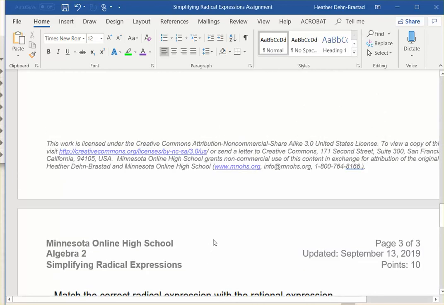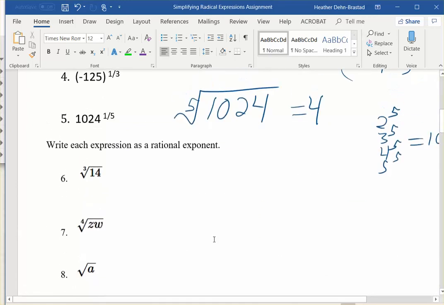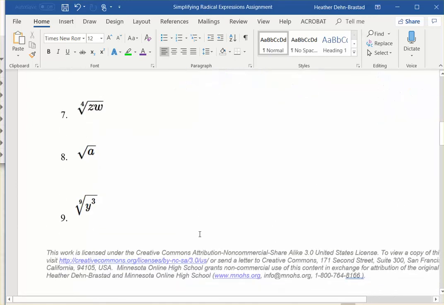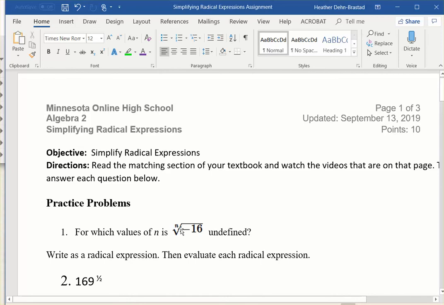And remember, there are also 2 other videos in the section in the book that explain how to do 6 through 9 and 1 through 5 more. Well, 2 through 5. Number 1 is explained at the beginning of the section in the reading part.